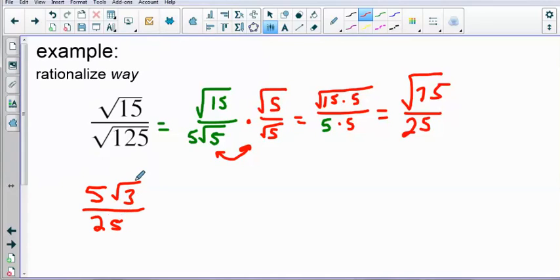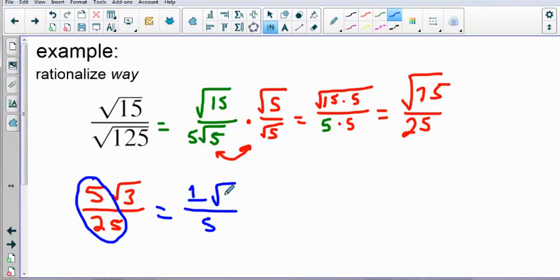So it looks like I'm done, but I still have to look at this part right here. This will simplify. 5 divided by 25 simplifies. 5 goes into 5 one time. 5 goes into 25 5 times. I still have my square root of 3. Well, I wouldn't write 1 times the square root of 3, because that also simplifies. 1 times anything is itself. 1 times the square root of 3 is the square root of 3. Still have the 5 on the bottom. And if you look, I end up with the same answer.